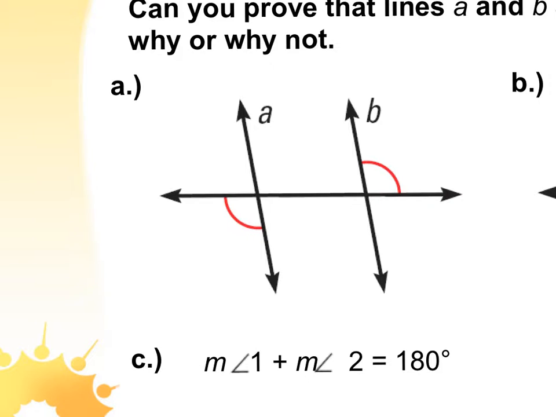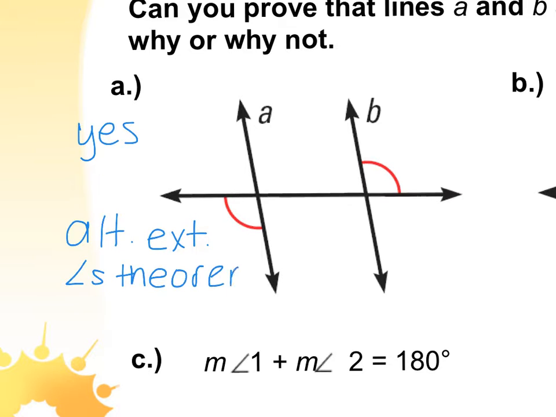Yes, and what's your reasoning? Because same side exterior. There's a different word. Alternate exterior. Good. So it's alternate exterior angles theorem converse. Yep. We have to put converse? Yep. What is converse? The converse is saying if the angles are congruent, then the lines are parallel.